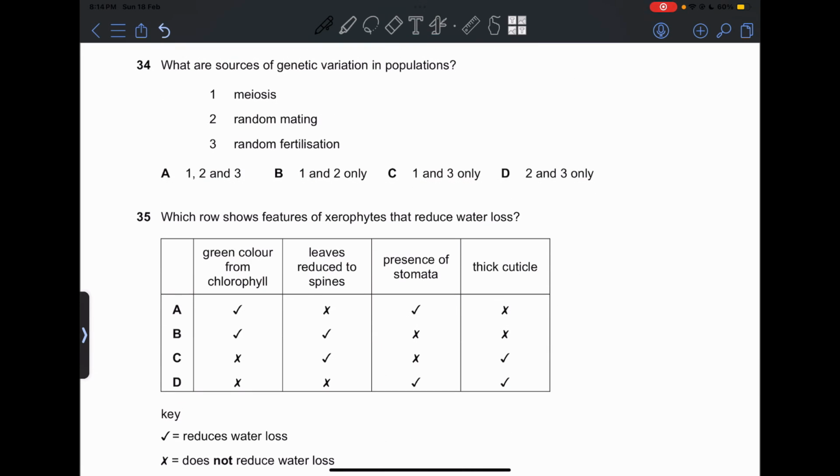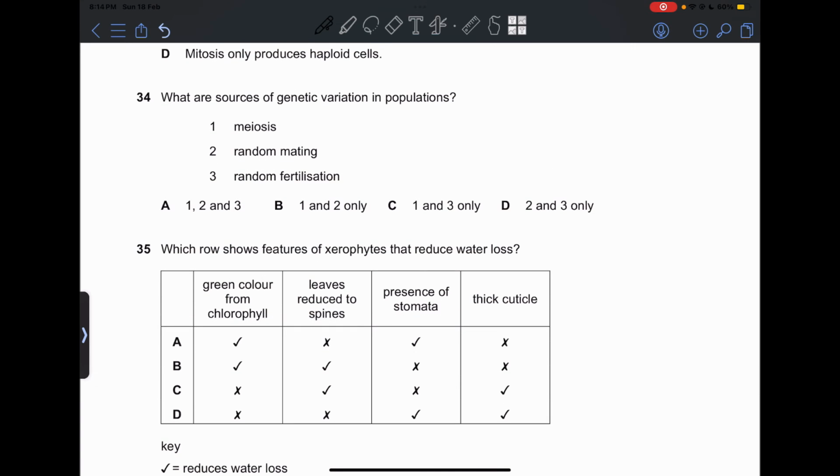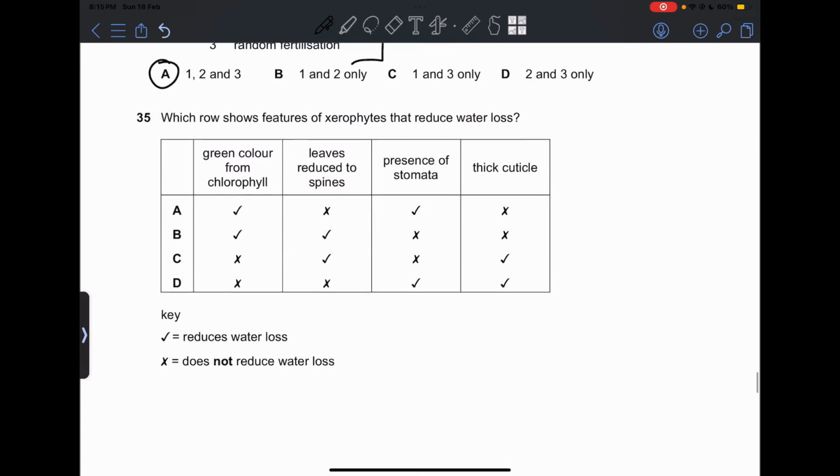34. What are the sources of genetic variation in populations? 1 says meiosis. This is actually correct because meiosis produces haploid cells that are different. 2 says random mating. This is actually correct again because there's a chance of different genes being mixed up, not everyone is the same, everyone is unique because of random mating. Three, random fertilization, again this is correct. So all of these result in individuals being unique, so our answer is going to be A.